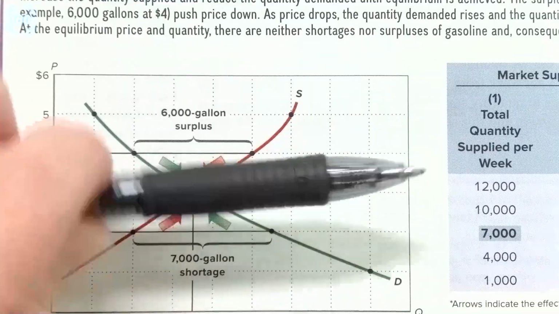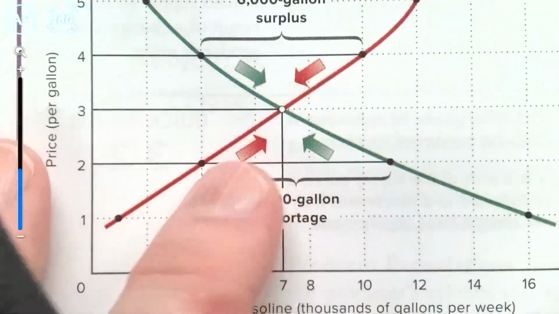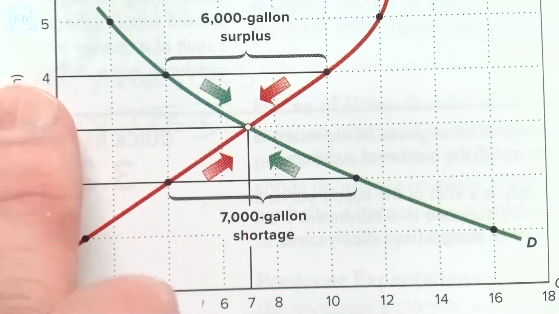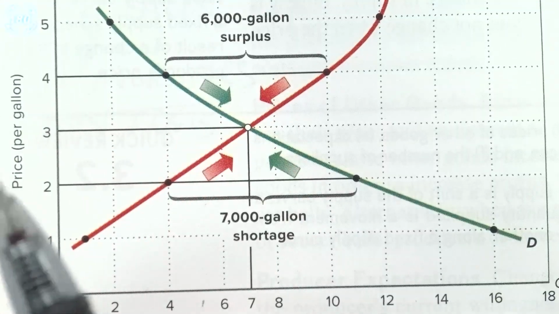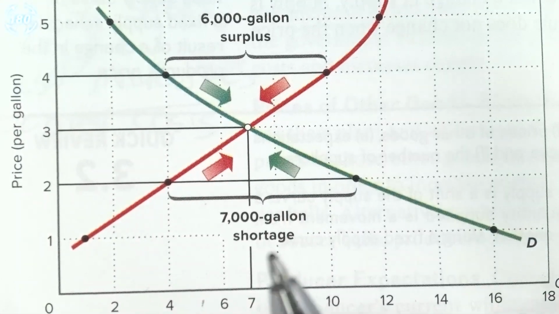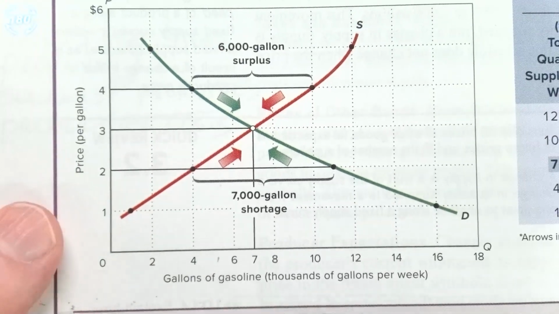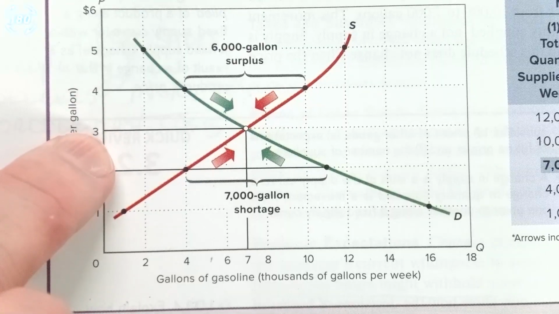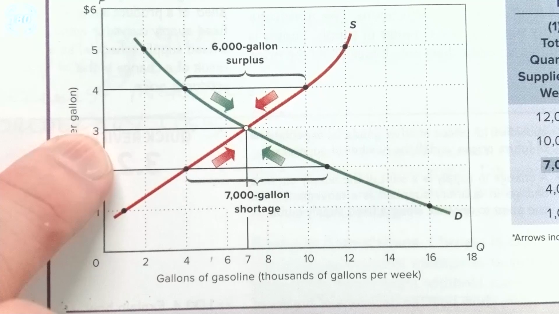But supply and demand. Notice where these two curves intersect. They intersect at a price of $3 per gallon. This is for gasoline, and a quantity of 7,000 gallons per week. Do y'all see that? Let me back that off. 7,000 gallons per week. At a price of $3 a gallon, the market is said to clear. Okay, I want you to remember that word, clear.